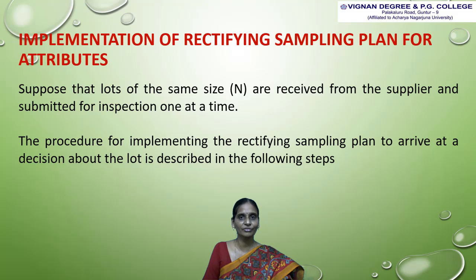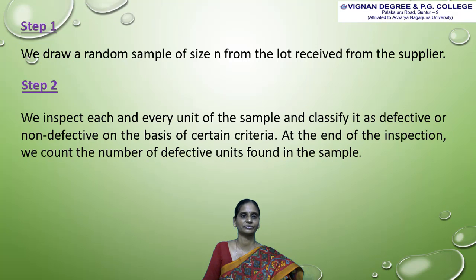Now, implementation of a rectifying sampling plan for attributes. Suppose lots of the same size, where the lot size is denoted by capital N, are received from the supplier and submitted for inspection one at a time. The procedure for implementing the rectifying sampling plan to arrive at a decision about the lot is described in the following steps. In step 1, we draw a random sample of size small n from the lot received from the supplier.